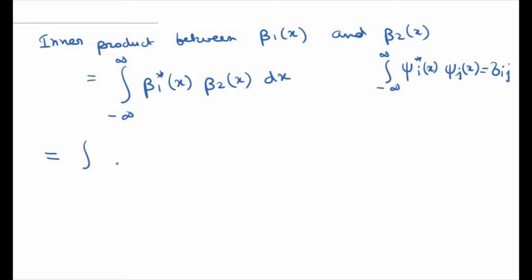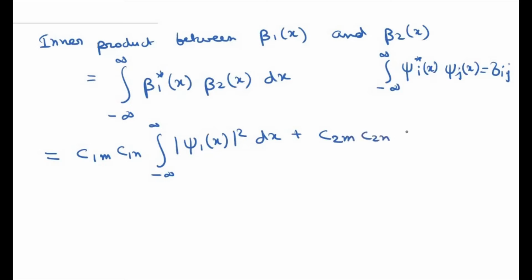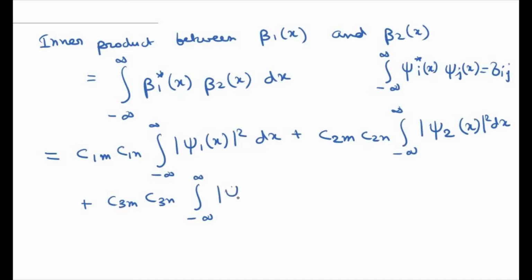So because of this orthonormality condition, this becomes equal to C1m C1n times the integral of mod of psi 1(x) squared dx from minus infinity to plus infinity, plus C2m C2n times the integral from minus infinity to plus infinity of mod of psi 2(x) squared dx, plus C3m C3n times the integral from minus infinity to plus infinity of psi 3(x) squared dx.